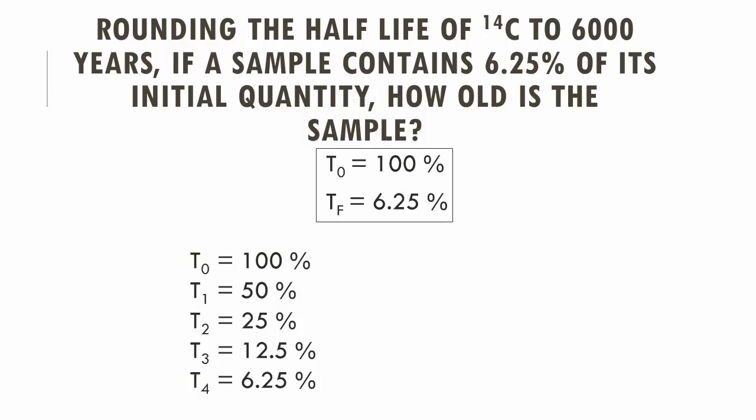But the question is looking for the amount of time that has gone by since time 0, and not the number of half-lives. So all we need to do is simply multiply the number of half-lives by its value, 6,000 years, to find that 24,000 years have gone by.